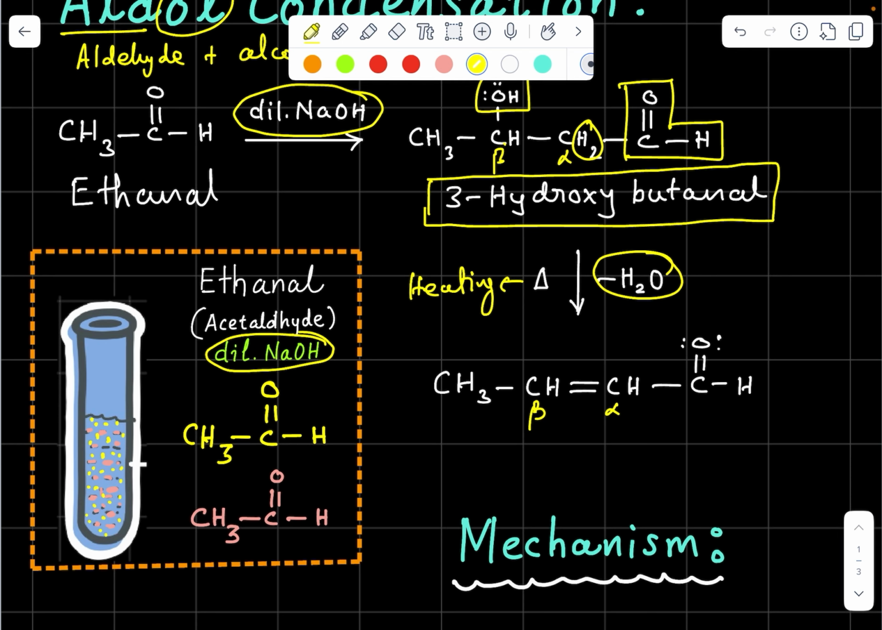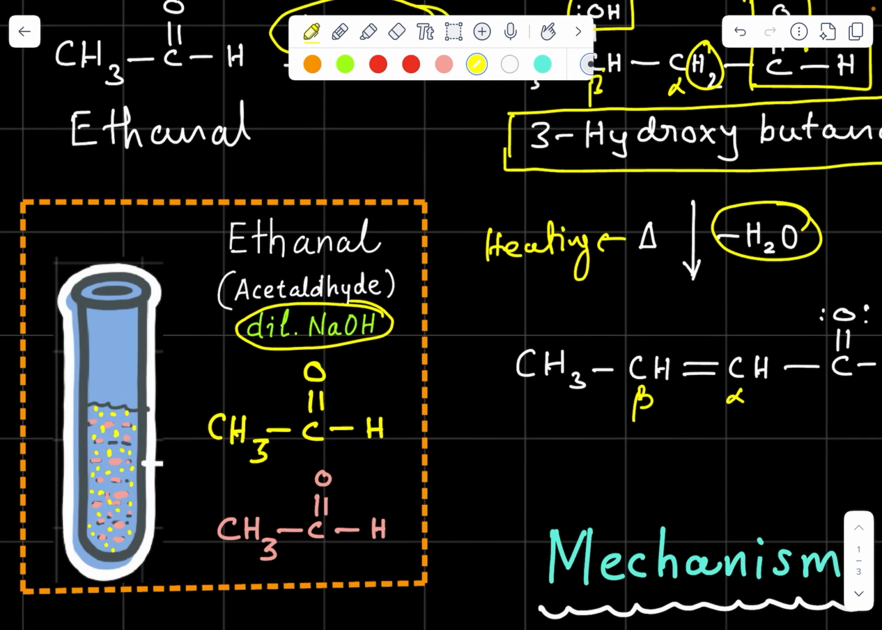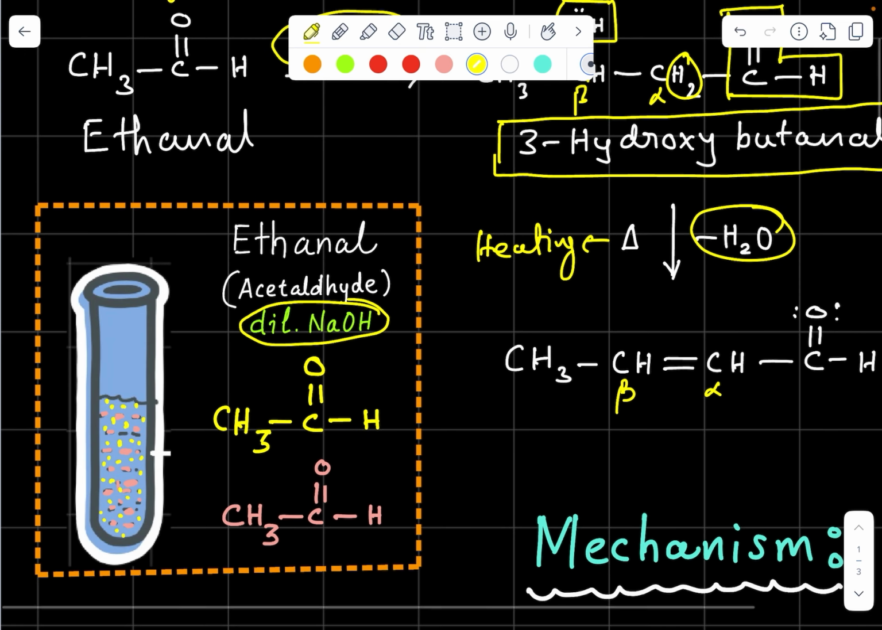Now I just explain how it happens in a practical way. In the test tube, I only add ethanal, which means acetaldehyde. Then I make it into a basic medium. So now what will happen? I will get the 3-hydroxybutanal here.